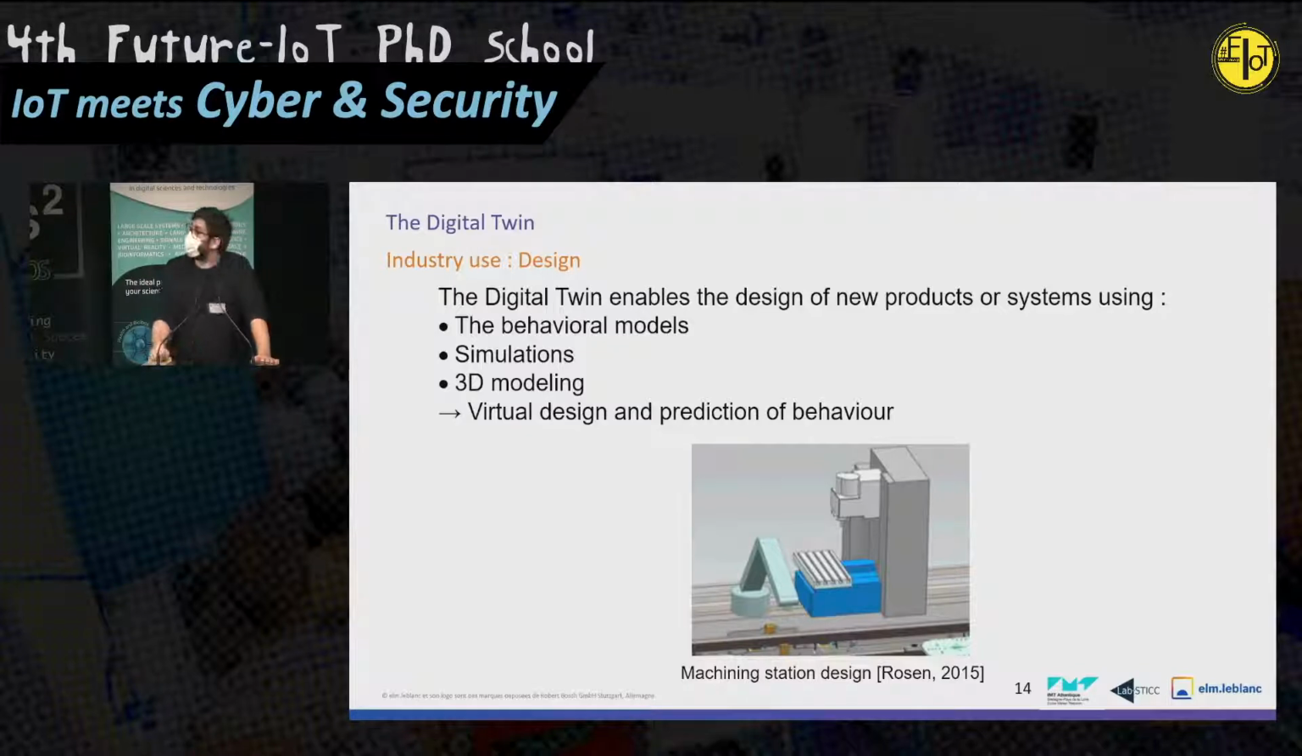So the digital twin can be used to design new products or new systems. So this time we will not make a copy of an existing physical twin. We will start with the digital twin to create a new product. So again, we will use behavioral models. So we will enter the behavior of the future system. We will simulate, and we will use 3D modeling to know what our physical product will be. So we can design new stations, new machines.